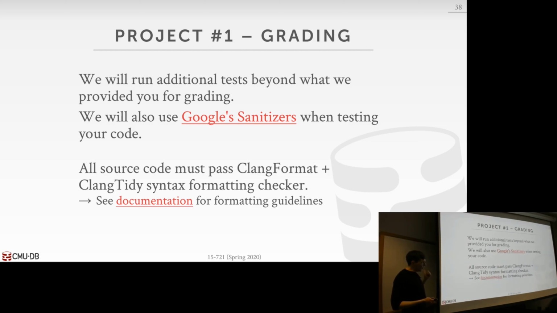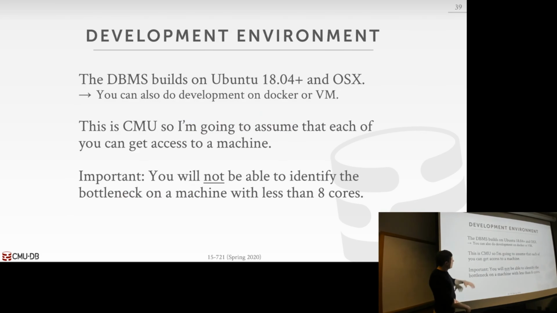Matt talked about it yesterday too. You have to run clang-format and clang-tidy, and make sure that your code is all clean. You want to use the Google Sanitizer tools, and make sure you don't have any memory leaks. We talked about this before. It runs on anything greater than 18.04 for Ubuntu, and on OS X. You can also use a VM or Docker. This is CMU, so I assume that everyone has access to a machine to do development locally. If not, email me and we can fix this.